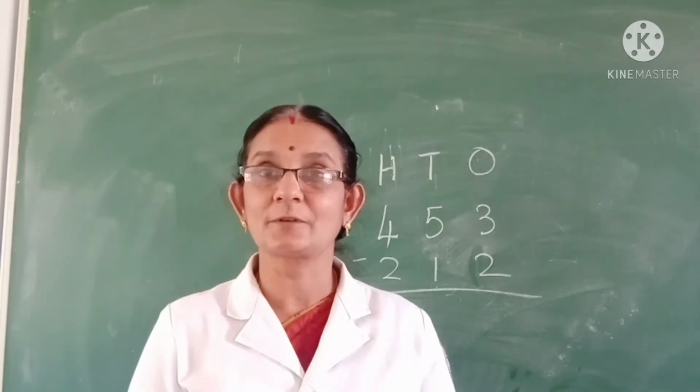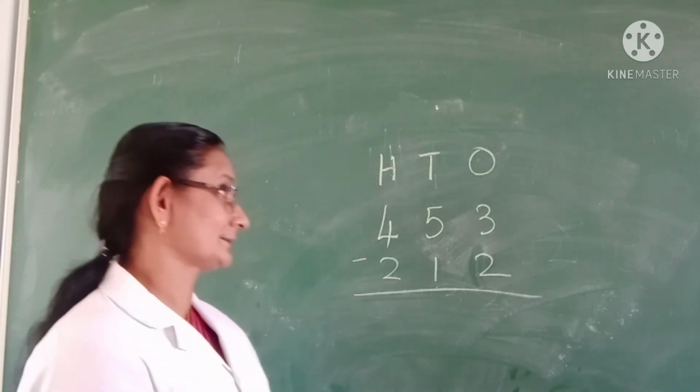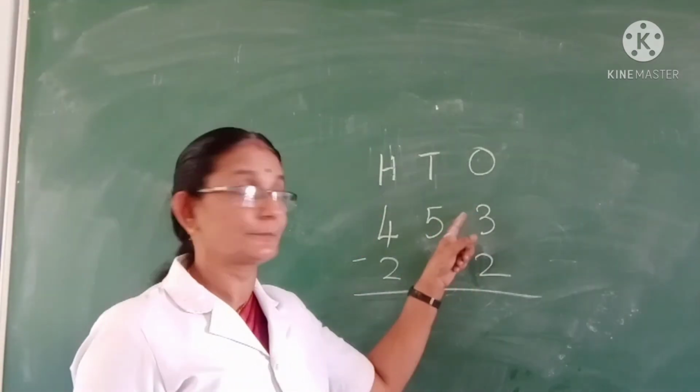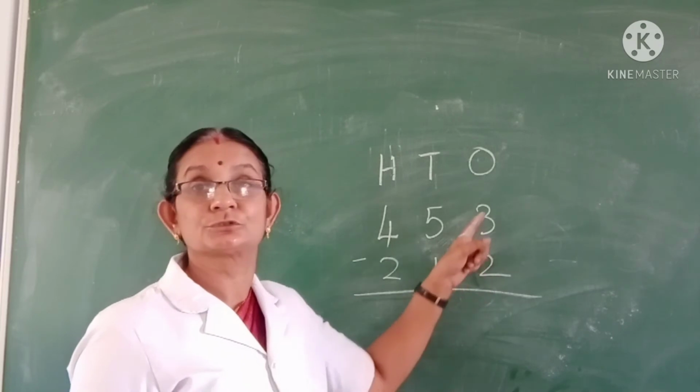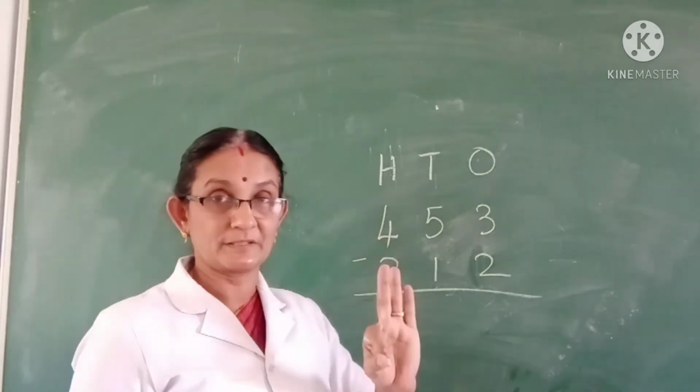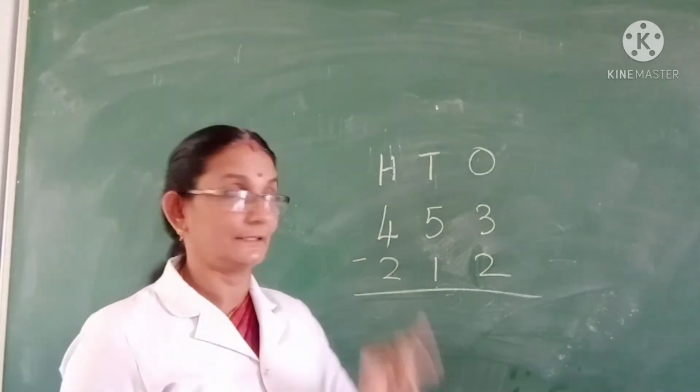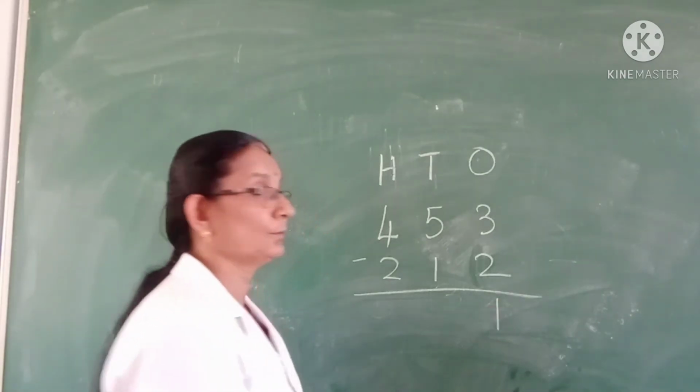First, we shall start from the ones place. So what are the digits in the ones place? 3 and 2. So what is 3 minus 2? From 3 take away 2 and you have 1. So 3 minus 2 is equal to 1.